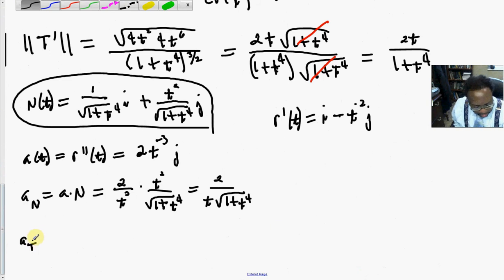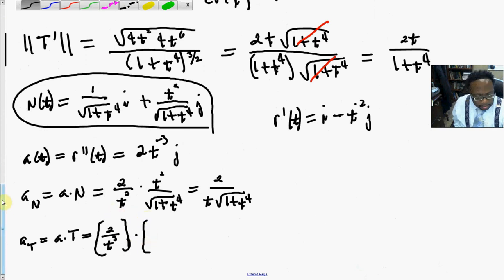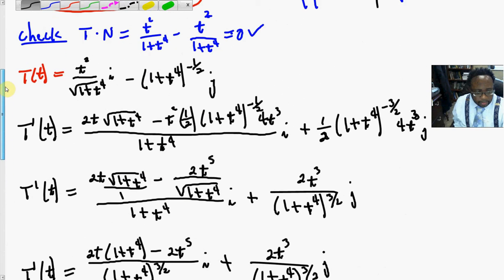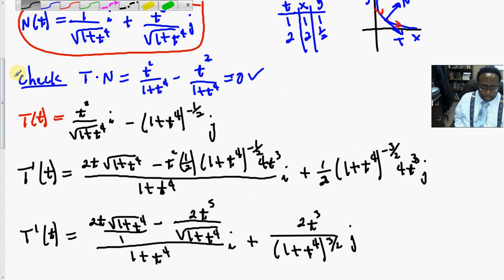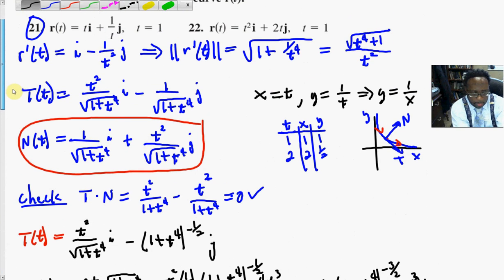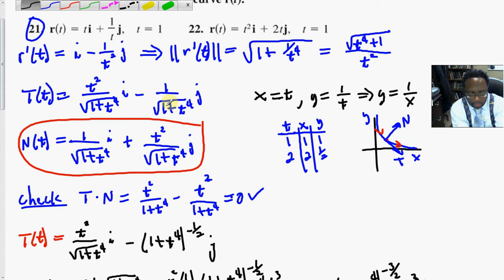So a sub t, the tangential component of acceleration, is the dot product of a and T. So this is, again, 2 over t to the third times the j component for the tangent. Here's the tangent right here. So it's just that negative 1 over the square root.